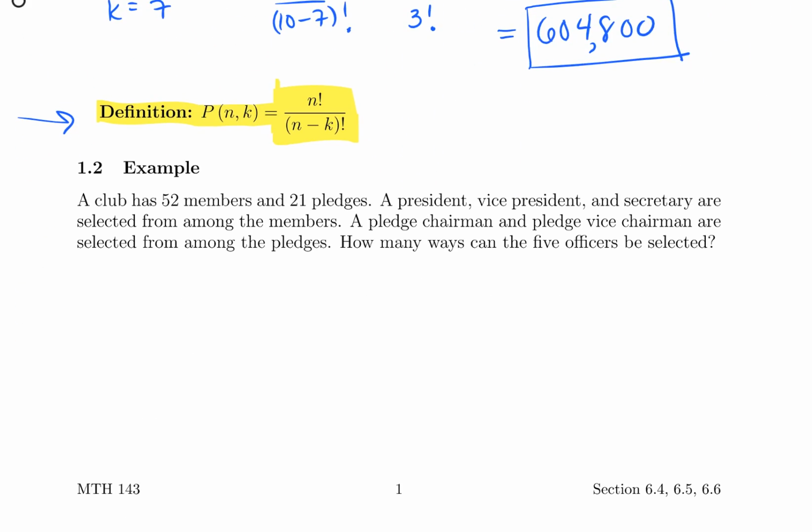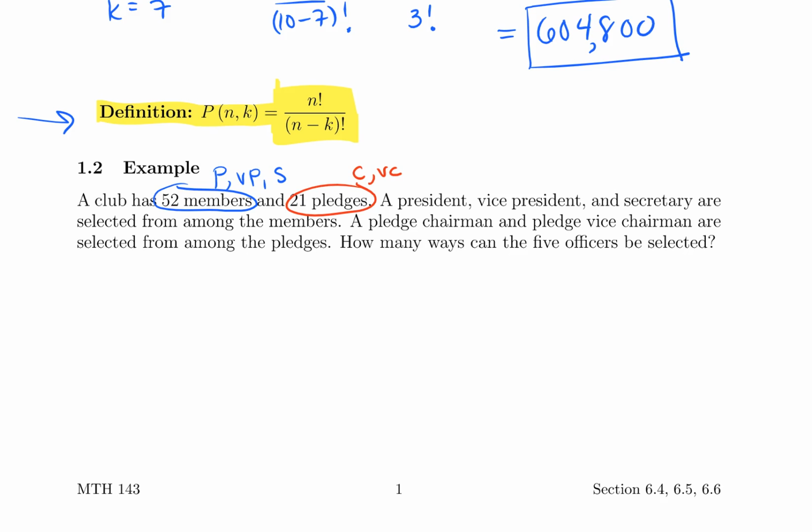We have a club that has 52 members and 21 pledges. We have to pick a president, vice president, and a secretary from the members. So out of the 52 members, we will be selecting a president, a vice president, and a secretary. And we have 21 pledges, and from the pledges, we will have a pledge chairman and a pledge vice chairman. How many different ways can the 5 officers be selected?